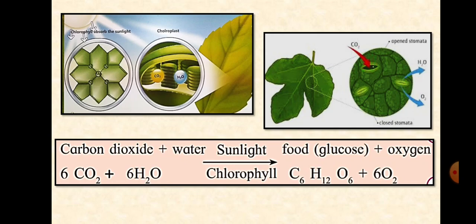CO2, that is carbon dioxide, H2O, that is water. Arrow, you have sunlight and chlorophyll. That means in the presence of sunlight and chlorophyll, the carbon dioxide from the air and the water from the roots is being converted to glucose, plus oxygen is given out.